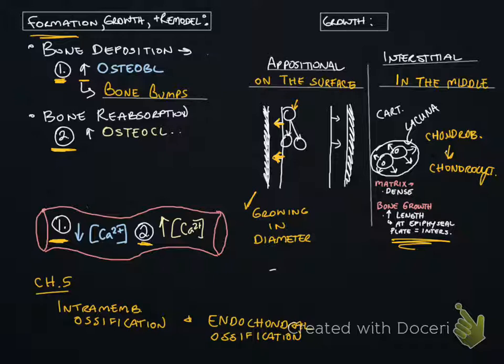Okay, and this again is the type of growth that happens at the epiphyseal plate. So make sure you know the difference. Appositional on the surface, interstitial in the middle, and then example would be the type that happens at the epiphyseal plate, and this is how we get an increase in length versus an increase in diameter.